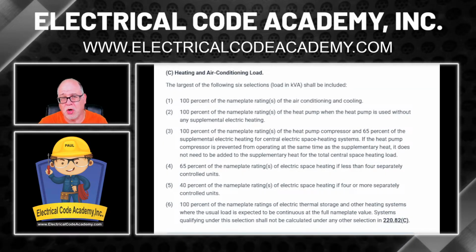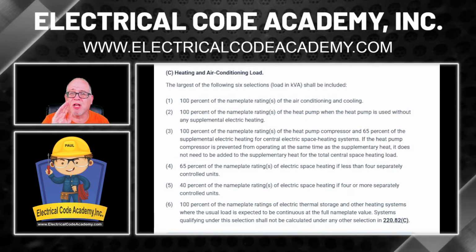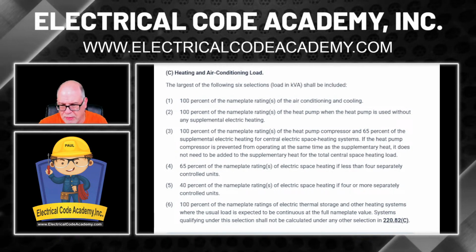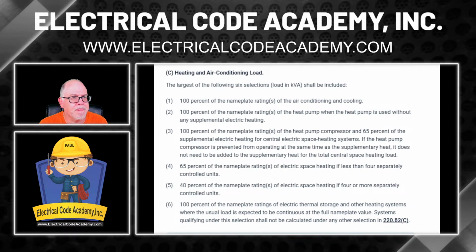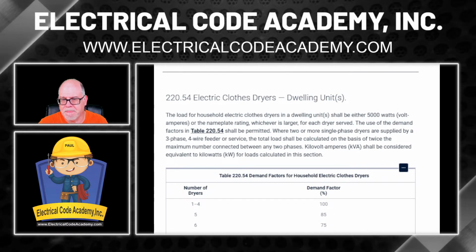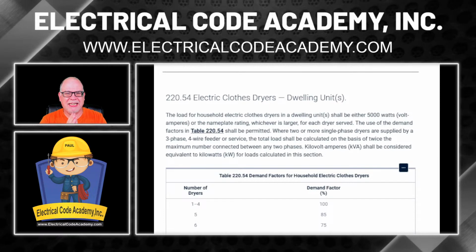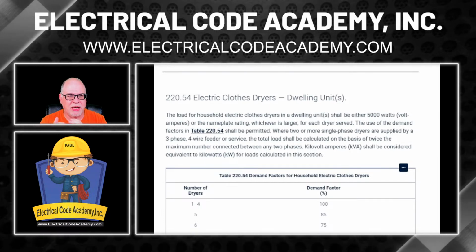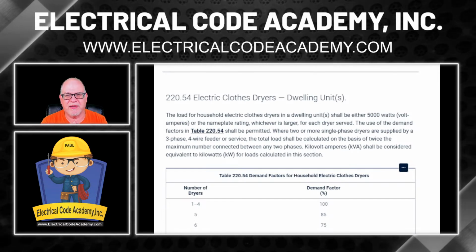All right, now I want to go to 220.54 because I'm dealing with clothes dryers. Okay, so that's what I'm going to do. And so let me get my code where I need to be. Okay, here we are. All right, clothes dryers. Now this is as far as we really need to go because we're only dealing with one clothes dryer. So as far as we need to go in this table.